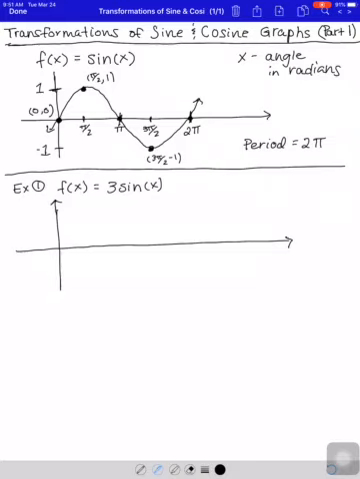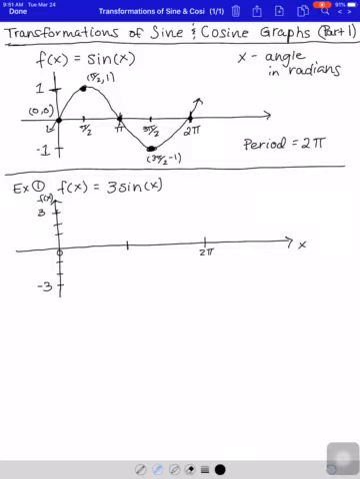The only difference is instead of going up to a maximum value of 1, we're going to go all the way up to a maximum value of 3. So I'm going to label 3 on my f of x axis. Similarly, our function value, instead of going down to -1, we're going to go as far down as -3. Right? And we're still going to plot those 5 points like we did before. And notice our period is still the same. We're still going to go from 0 to 2 pi.